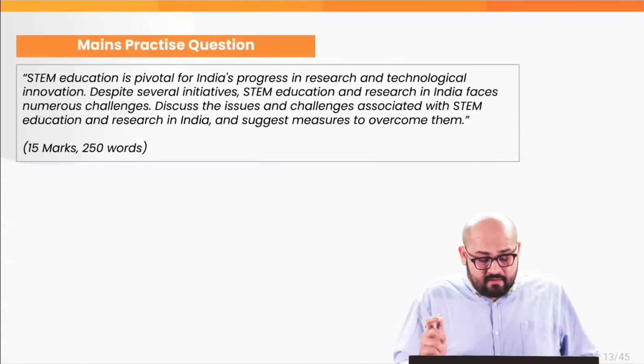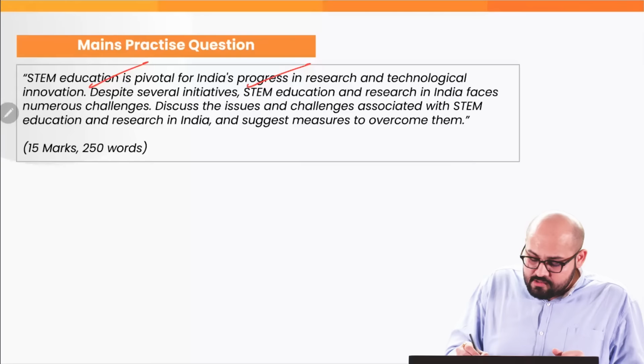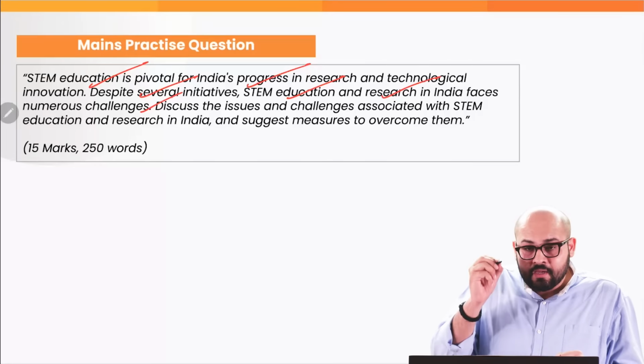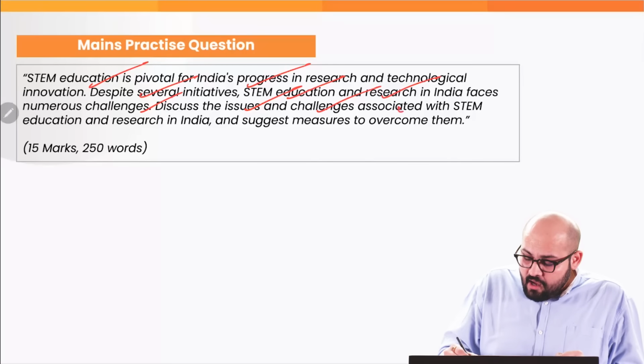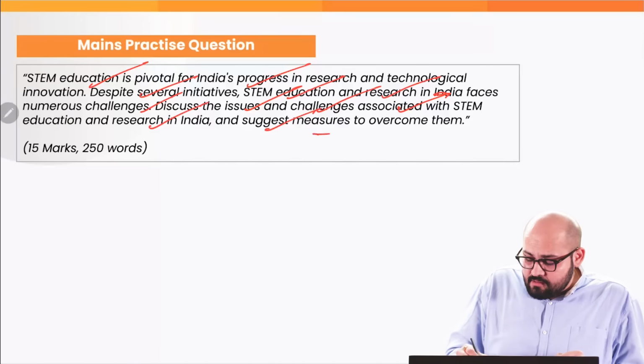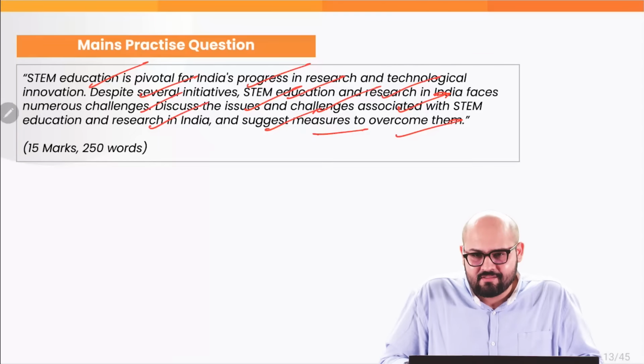Let's talk about a mains practice question. The question says, STEM education is pivotal for India's progress in research and technological innovation. Despite several initiatives, STEM education and research in India faces numerous challenges. Discuss the issues and challenges associated with STEM education and research in the country and suggest measures to overcome them. 15 marks, 250 words. Do write an answer on this question.